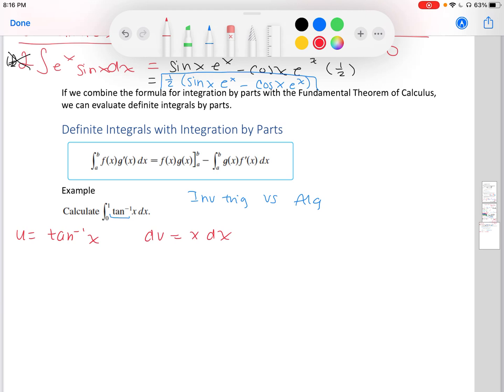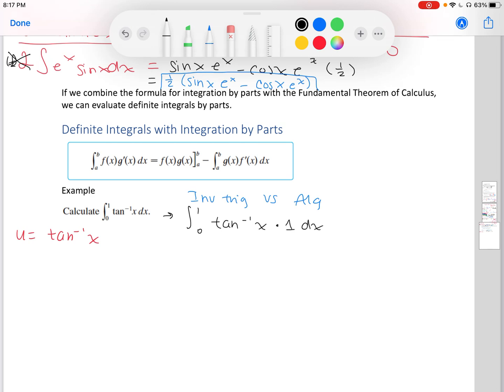Oh, I misread that. I don't know why I looked at that differently. That's tangent inverse of x. So we wish to use substitution. Let's take the time to rewrite it: the integral from 1 to 0 of tangent inverse of x times 1 dx.